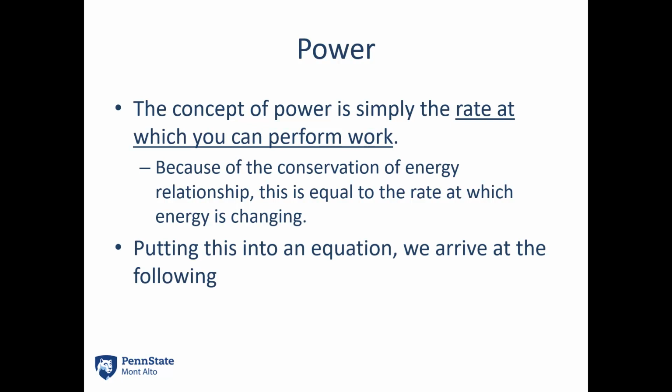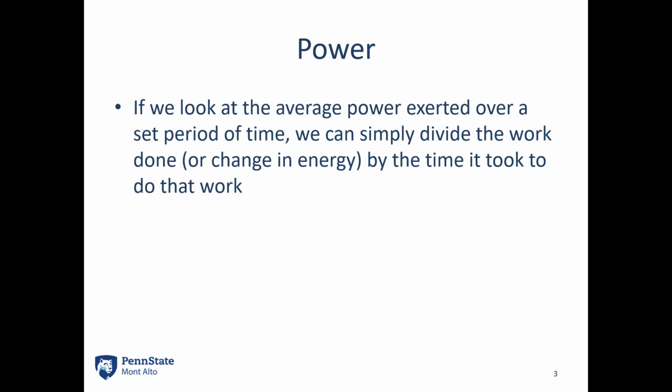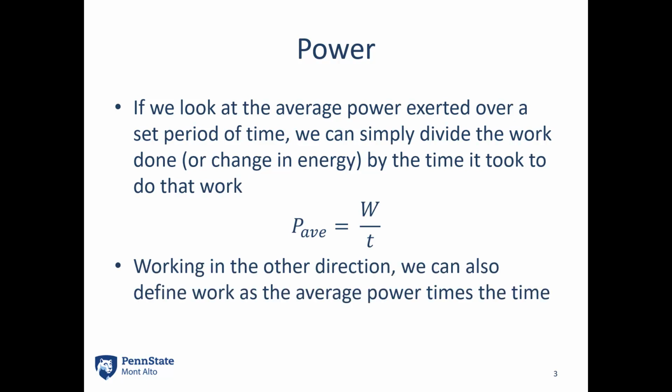Alright, so putting this all into equation, we arrive at the following. Power is dW/dt, the rate at which work is being done over time, or sometimes we'll use a time derivative with a dot, so W dot is also a valid way to write power. If we look at the average power exerted over a set period of time, we simply divide work by time. So the average power is the amount of work done divided by the time it's done in. Working from the other direction, if we have the average power in our system, we multiply that by the time, and we will find the amount of work done in our system.